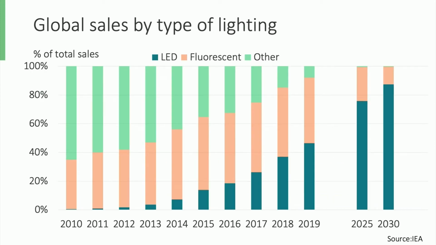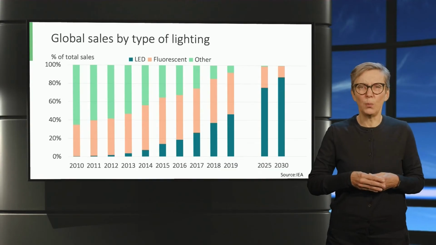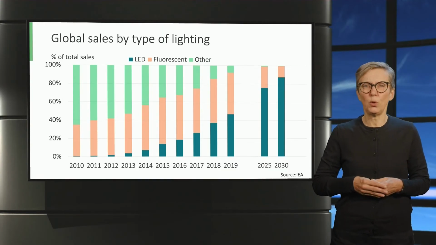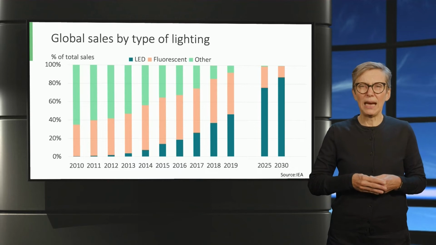That is depicted in this graph showing the development of the global sales by type of lighting. It can be observed that efficient LED lighting is quickly expected to dominate the market. LED sales now appear to have overtaken fluorescent purchases for both residential and commercial applications, and the LED share is expected to continue expanding while other types of lighting will gradually disappear from the market.